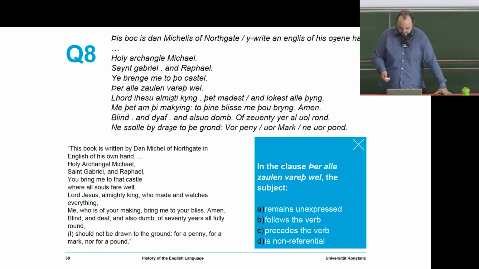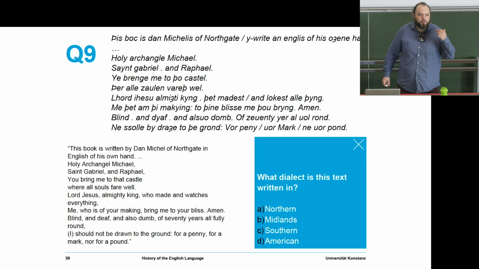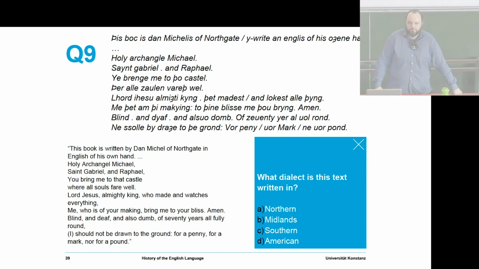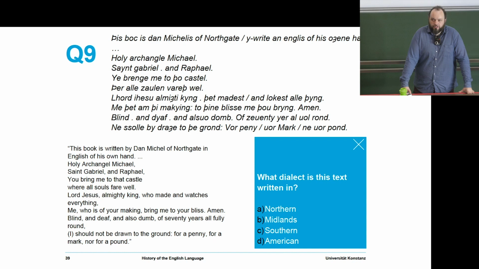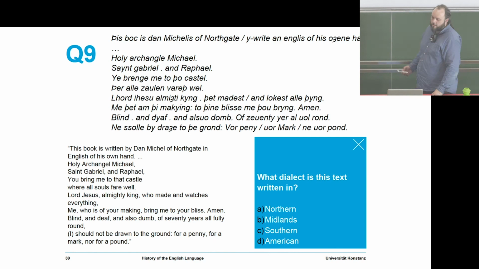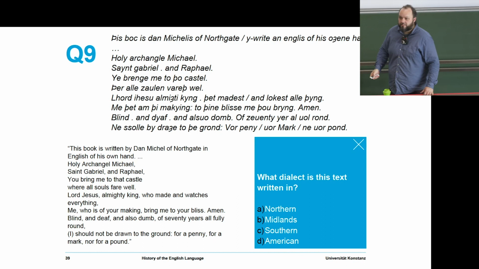Finally, the million-dollar question. I say that, though it's worth exactly the same number of points as all of the other questions. Which dialect is this text written in? It's Southern, yes. How do we know that this is southern? What's our big clue? It's actually a linguistic feature that we've literally just discussed. We've got yurita, and this y prefix is something that is lost in the north. So the north doesn't have this. So that rules out the north.